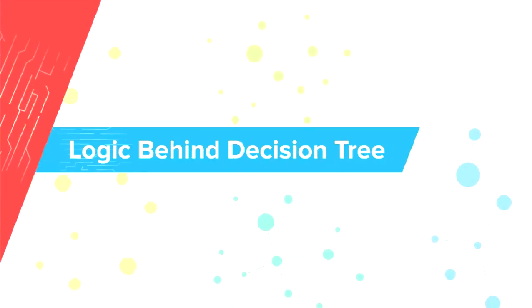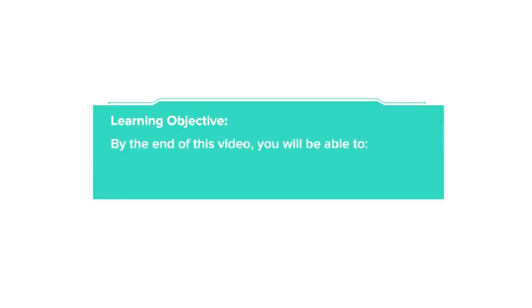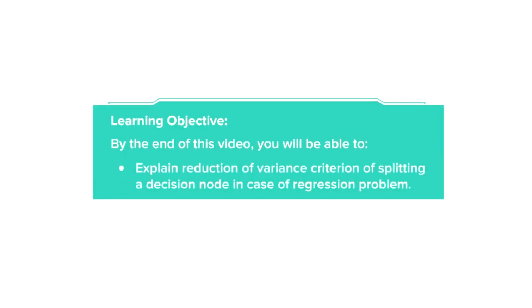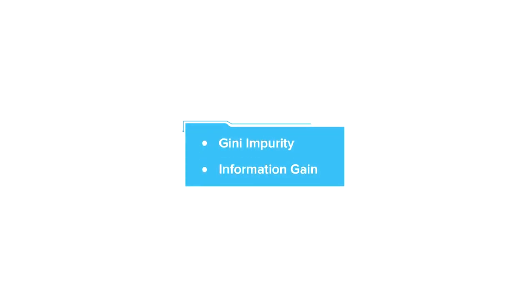Let's continue our discussion on logic behind decision tree. By the end of this video, you will be able to explain reduction of variance criterion of splitting a decision node in case of regression problem. In the previous video, we understood how Gini impurity and information gain help to select the best input variable for splitting in a decision tree classifier.